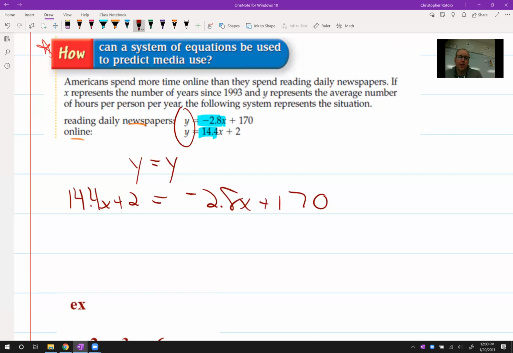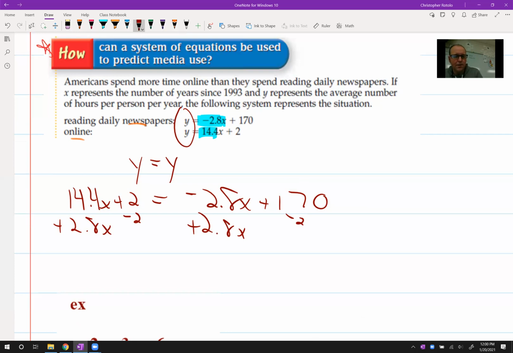All right, so here's what we're going to do. We're going to add 2.8x and add 2.8x. While I'm doing that, I'm going to subtract the 2. So we got 14.4 plus 2.8. It's what, 17 point something? 17.2? I'm going to have to divide here, so I'm getting my calculator handy. If you don't have yours yet, get to it.